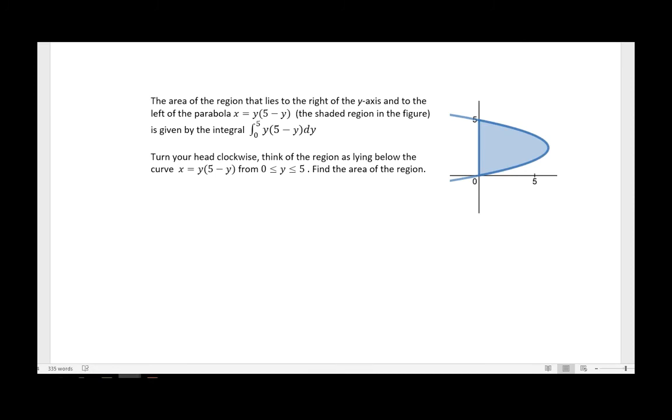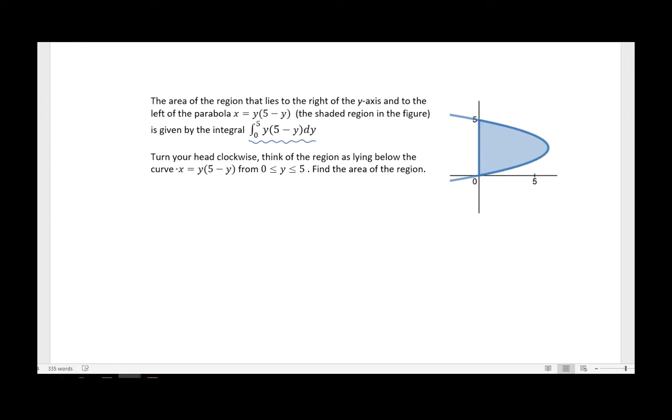We started off this whole chapter, this whole conversation of integration, by talking about area under a curve, and here we see area in the xy plane, but oriented in a unique manner. Typically in a homework problem within the section, we would have what's given: the area of the region that lies to the right of the y-axis and to the left of the parabola x equals y times 5 minus y, which is the shaded area in the region. That area can be calculated as the integral from 0 to 5 of the function y times 5 minus y dy.